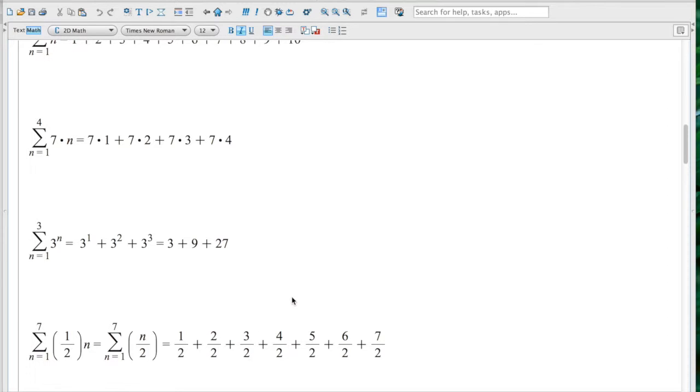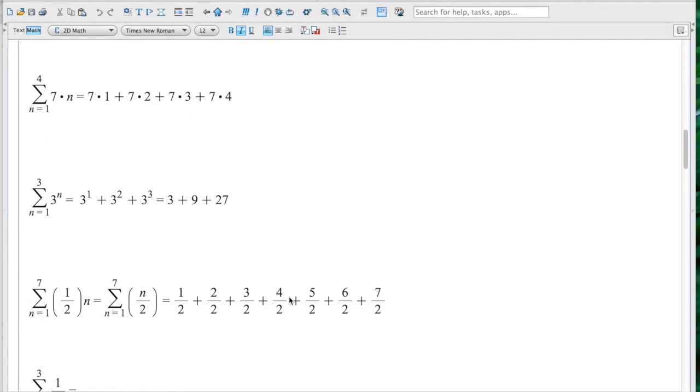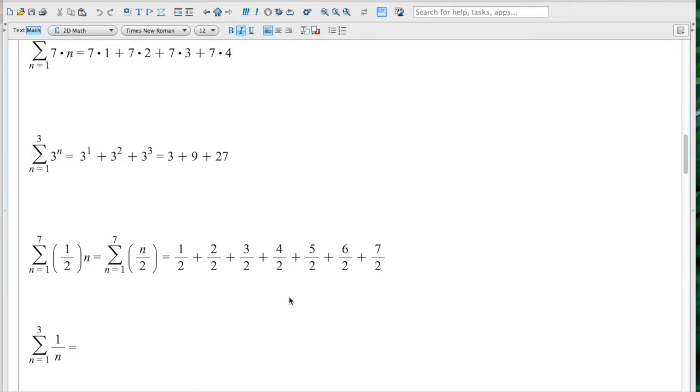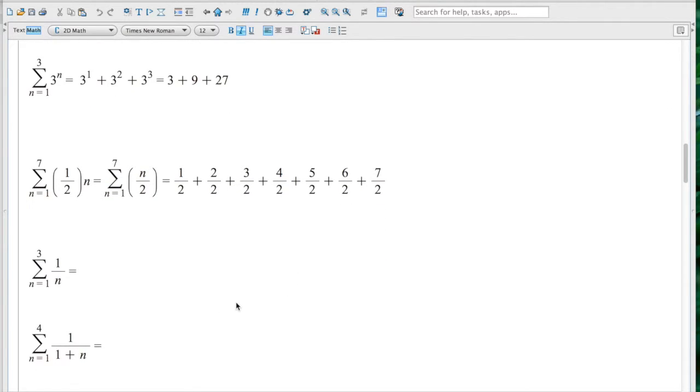We would get the same result. Okay, I'm going to ask you to evaluate these sums. This is 1 over n, and this one's a little bit more complicated. It's 1 over 1 plus n. So on your paper, evaluate this series and this series.